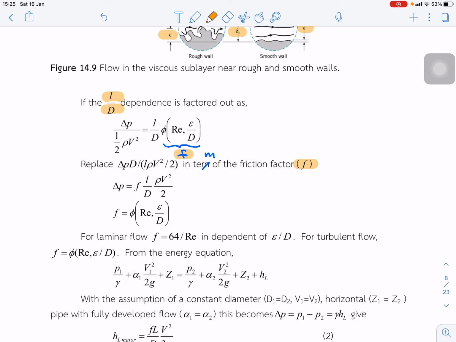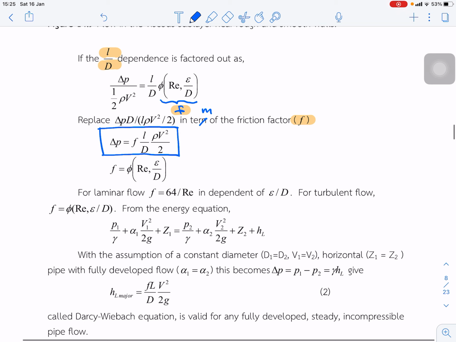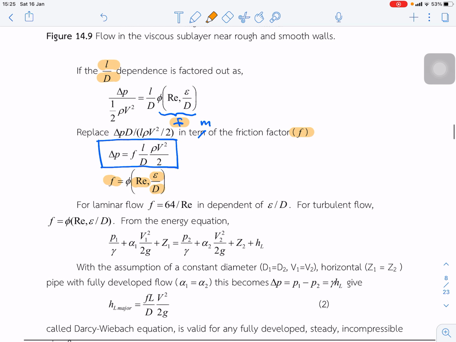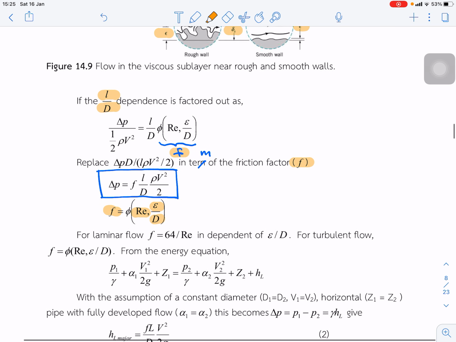So in this we put it in terms of the friction factor, and you can write that equation: delta P is equal to the friction factor times L over D times rho V squared over 2, and in this case the friction factor is a function of the Reynolds number and the roughness divided by D. The epsilon e is the roughness thickness.